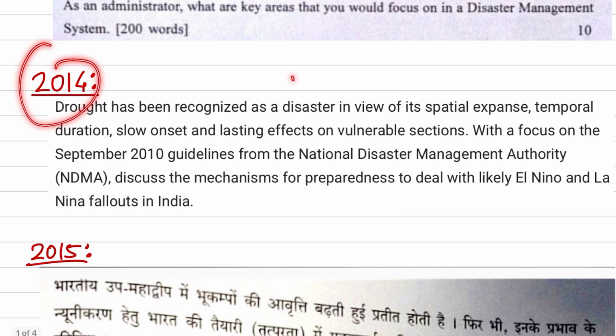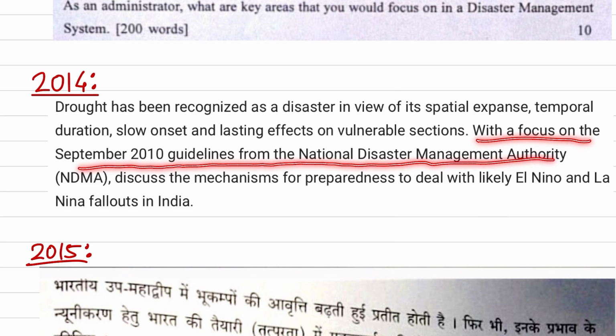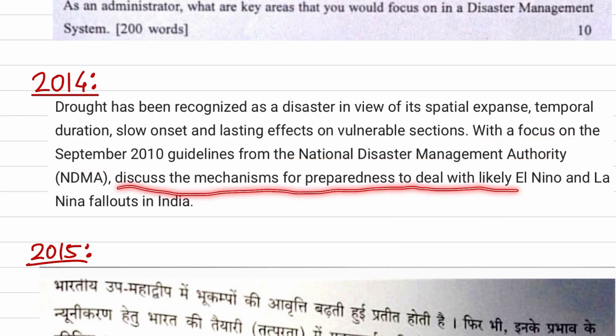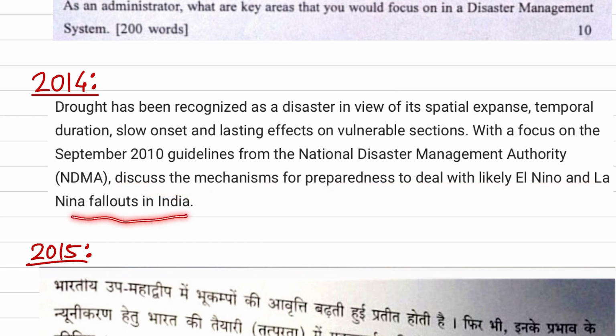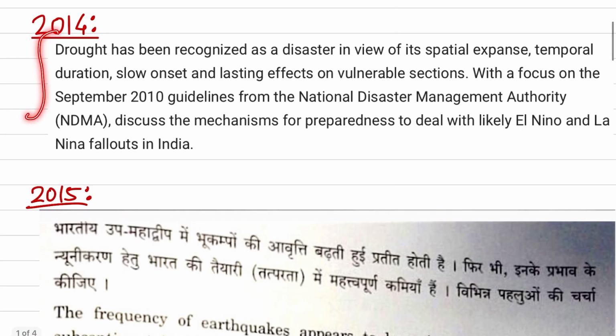In 2014 again only one question was asked, that is, drought has been recognized as a disaster in view of its spatial expanse, temporal duration, slow onset, lasting effect on vulnerable sections, with a focus on the September 2010 guidelines from the National Disaster Management Authority. Discuss the mechanisms for preparedness to deal with likely El Nino and La Nina fallouts in India. Now this is a disaster specific question. Unlike the previous one, which was related to general disaster management, this is specifically picked up from a disaster. Why am I emphasizing on this? Because this gives us a very interesting message as to what we have to prepare in advance, right?